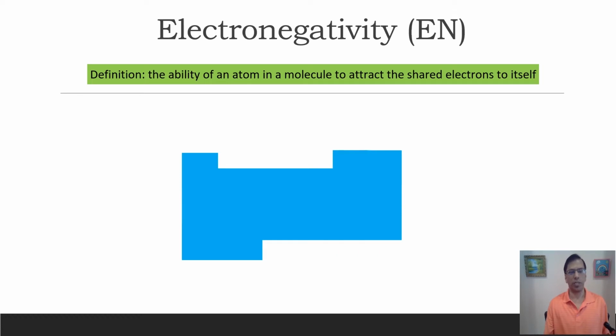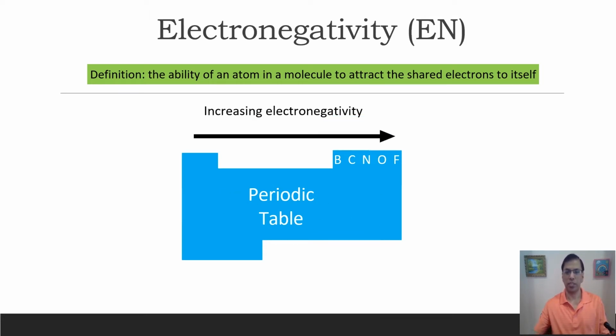So let's look at the periodic table, and you can see that in the periodic table, the electronegativity increases as we move from left to the right. Fluorine is the most electronegative element, and carbon has an electronegativity of 2.5.